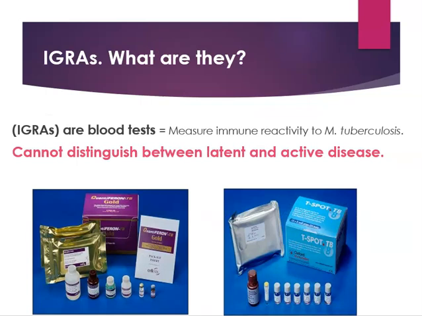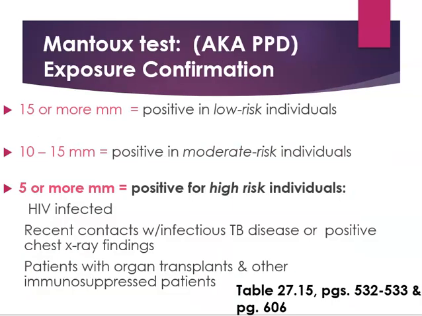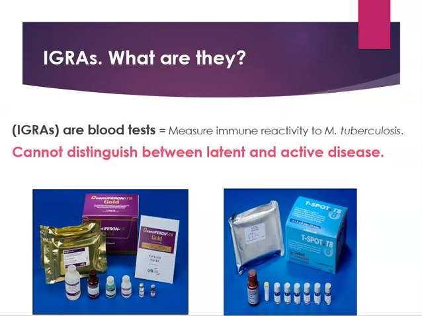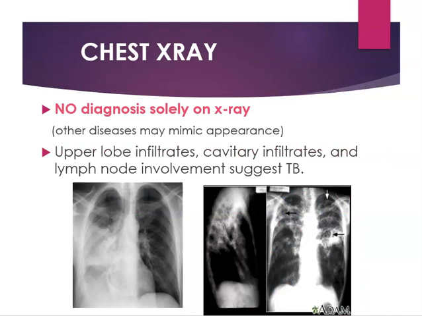Okay, IGRAs, what are they? They're the blood tests that measure the immune reactivity if someone does have TB. The hard part, though, is that these blood tests cannot distinguish between latent and active disease. It's really just a screening tool. You can think of it that way.